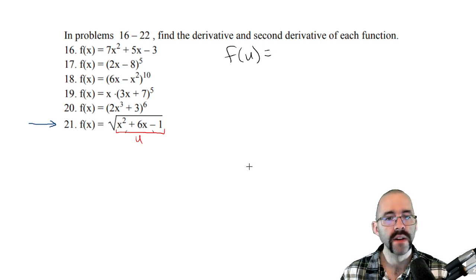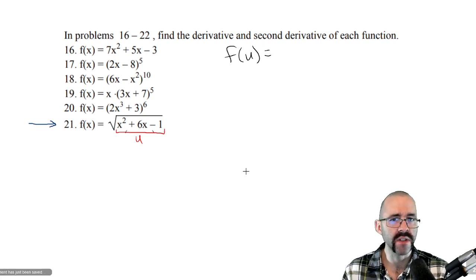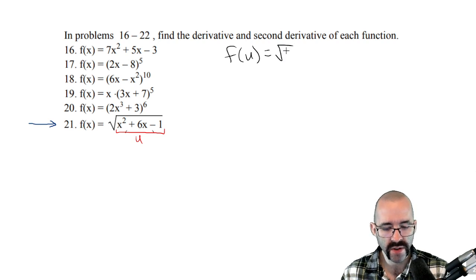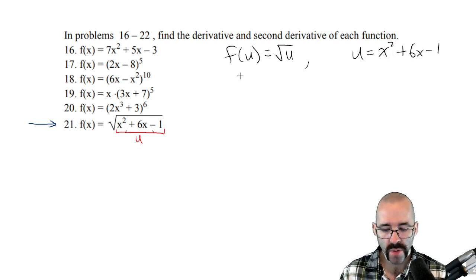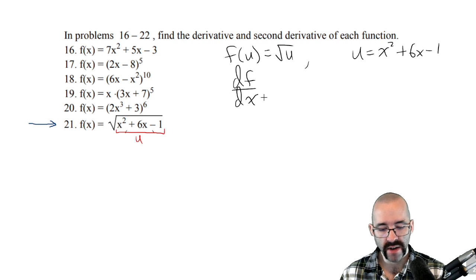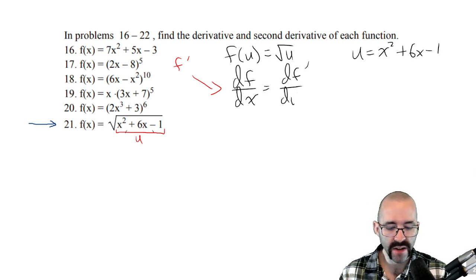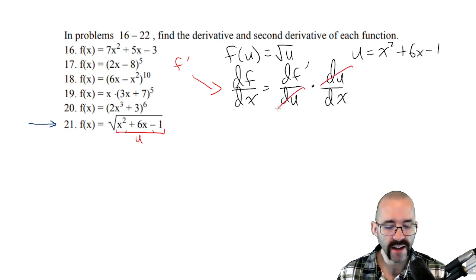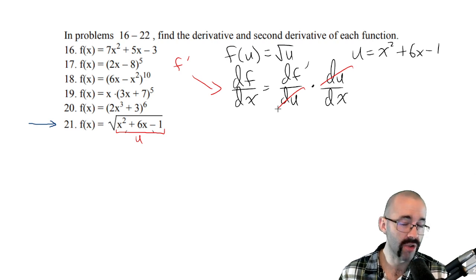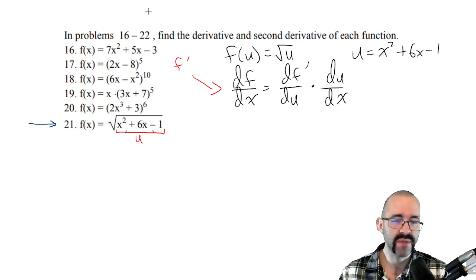So f, in terms of u, where u is the inside function. So what is f in terms of u? Well, it's just the square root of u. And I said that u is x squared plus 6x minus 1. So remember that the chain rule said that the derivative of f with respect to x, and that's what we want, right? This is f prime. The derivative of f with respect to x is the derivative of f with respect to u times the derivative of u with respect to x. You can remember that by thinking of cancellation. These aren't actually fractions. These are derivatives, but we can think of them similarly.